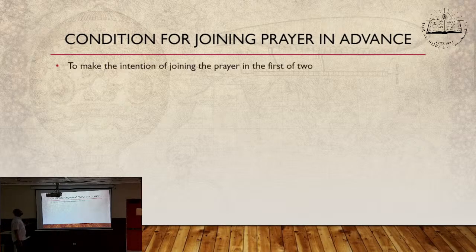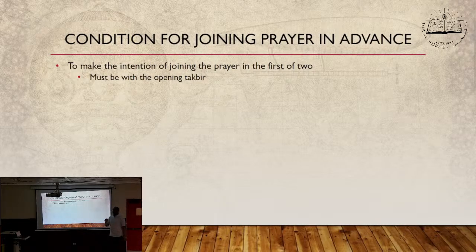One, to make the intention of joining the prayer in the first of the two. Meaning, in the Dhuhr time or Maghrib time. That is the first thing, that I will intend to join the prayer. When do I intend to join this prayer? Just like the other one, before or with the Takbiratul Ihram. The moment I say Allahu Akbar, now I've intended, I will shorten and combine. Or I will intend to combine.